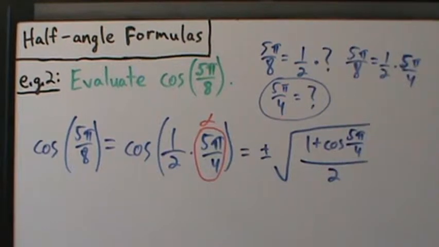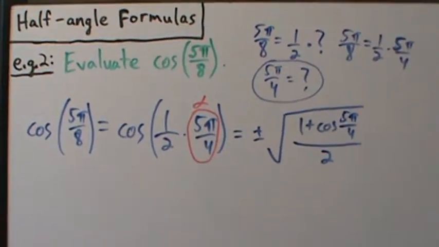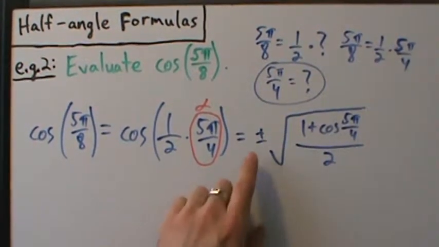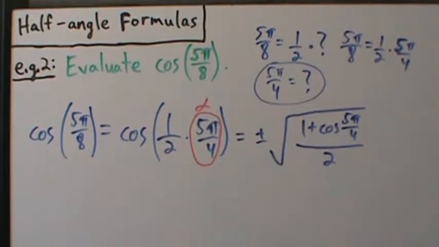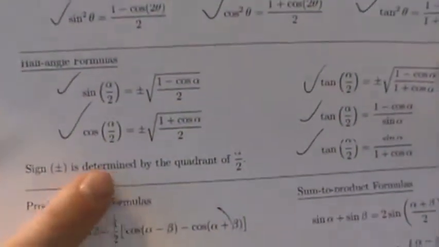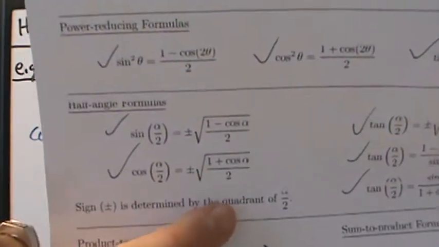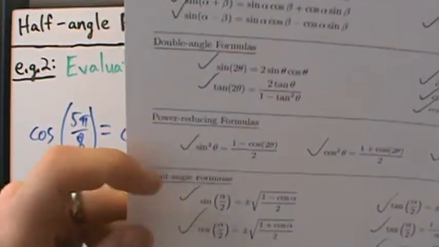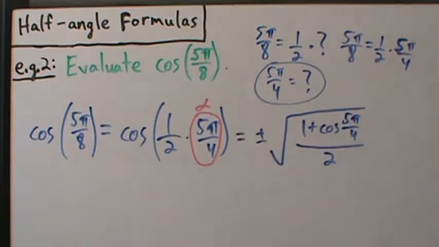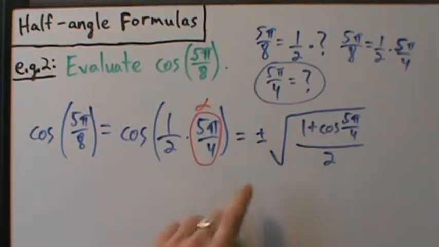Okay, so now, are we taking the plus sign or the minus sign? So remember, we got to be very careful. Here, the sign, plus or minus, is determined by the quadrant of alpha over 2. So we have to figure out which quadrant alpha over 2 is in. Is it in the first quadrant, second quadrant, third, or fourth quadrant? And then based on that, we can tell whether we're going to take the plus or the minus sign.